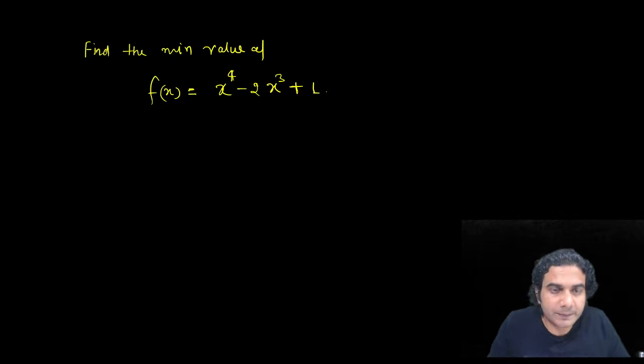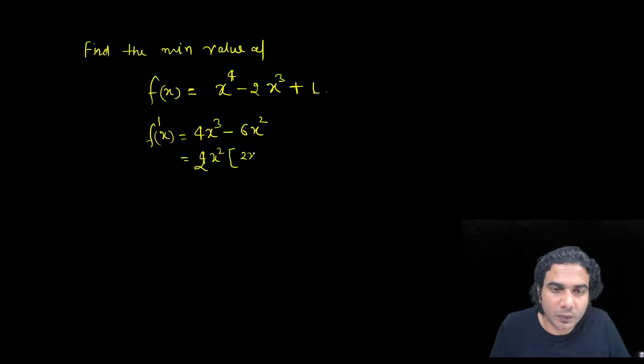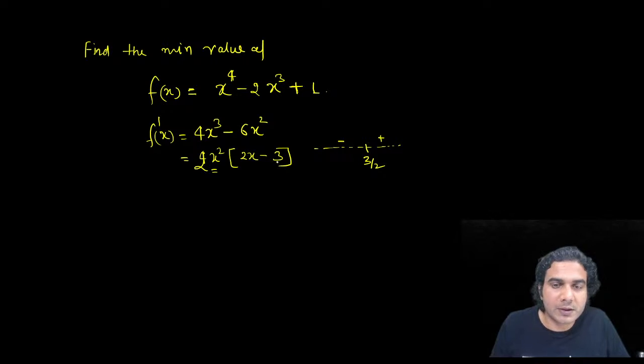All right, then let me do it. In this case, first differentiate. So f'(x) is going to be 4x^3 - 6x^2. Now check whether the function is increasing or decreasing. You can take 2x^2 common, so it is going to be 2x^2(2x - 3). If you plot the sign of f', there's only one point, 3/2, where f' changes its sign from negative to positive. Although it is 0 at 0 also, it is not changing its sign there. So 3/2 is going to be the point of minima.